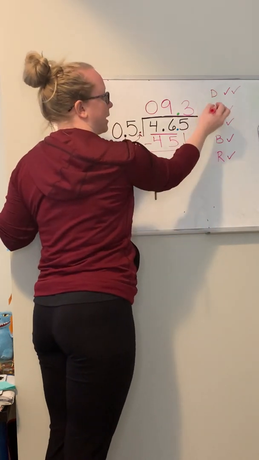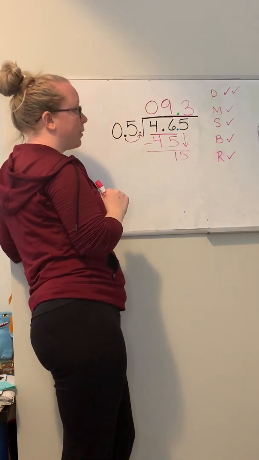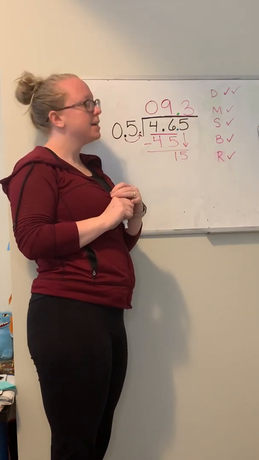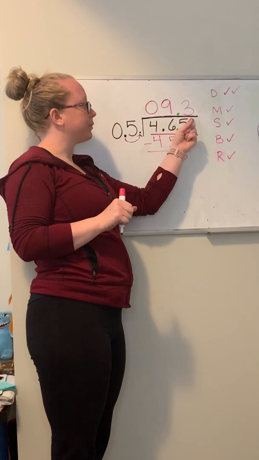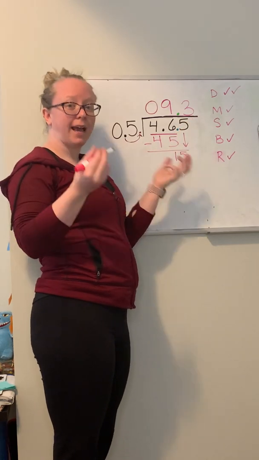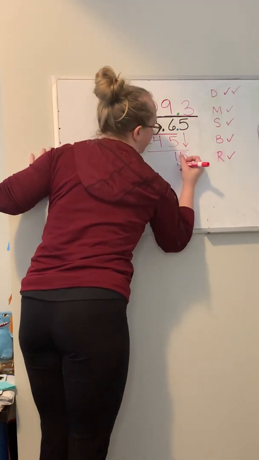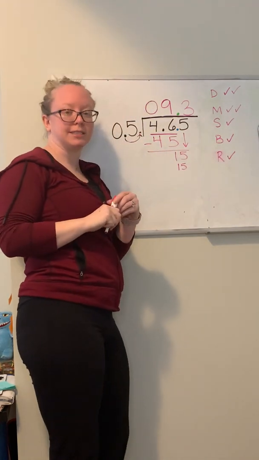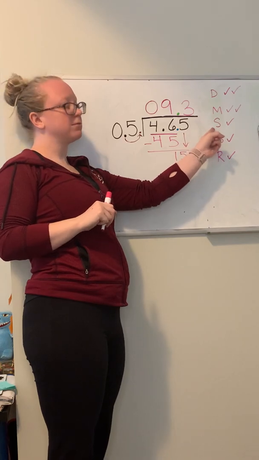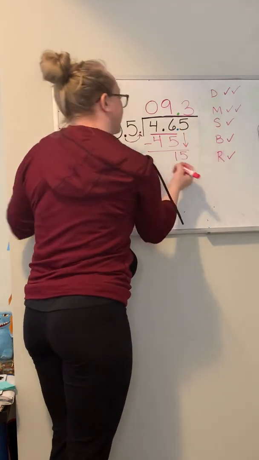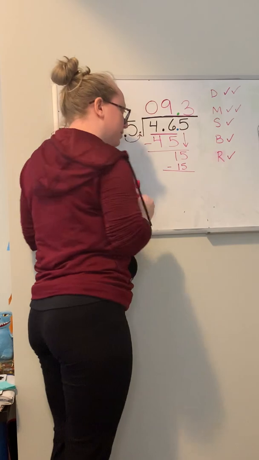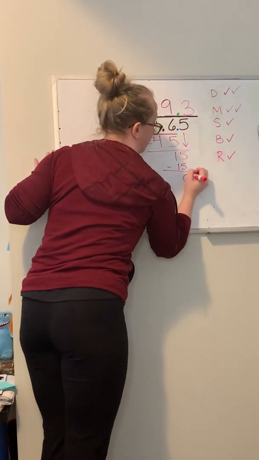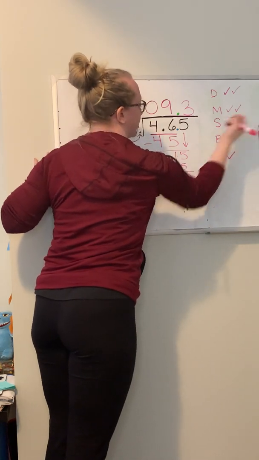I now have to do my next step, which is multiply. And I know I have to multiply the number I just put up into my quotient, the 3, times my divisor. So I take 3 times 5, and I know that equals 15. And I put it right down here and check off my multiplication step. I then move down to S, subtract, and I subtract 15 minus 15, which I know if you take away 15 from 15, it equals 0. And I am done with the subtraction step.